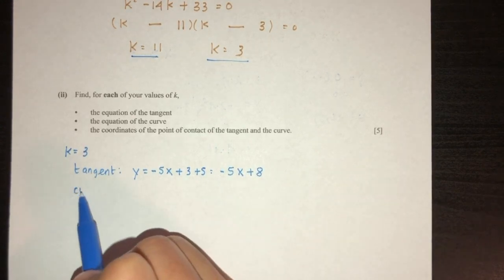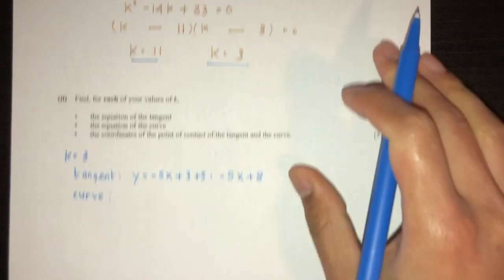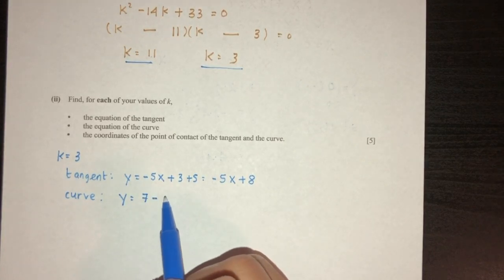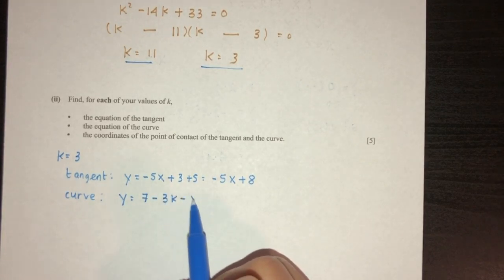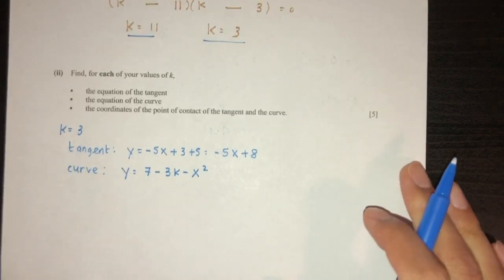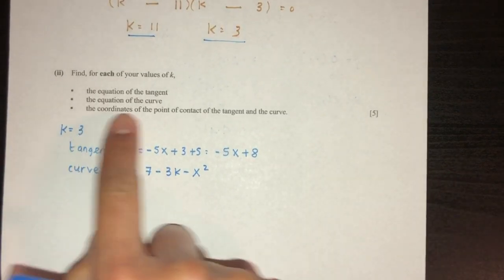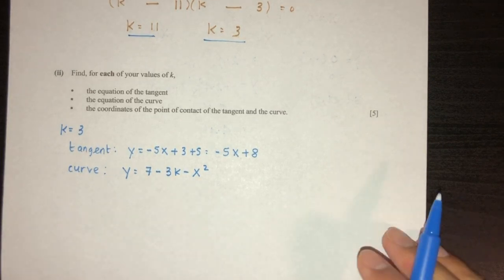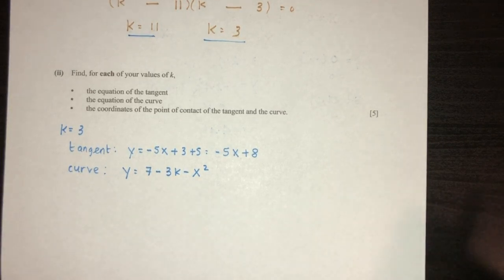And curve, we just have to replace back in the equation of the curve, which is this one. It will be y is equal to 7 minus 3x minus x squared. That is your curve. Now last one is we have to find the coordinates of the point of contact between those two. So basically we have to solve them simultaneously and see where they meet.